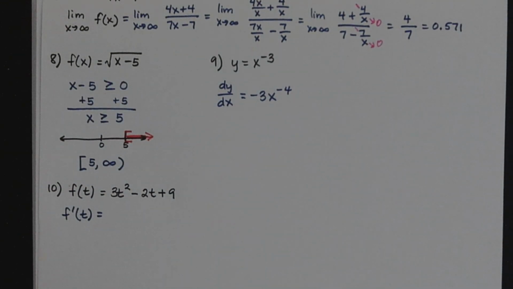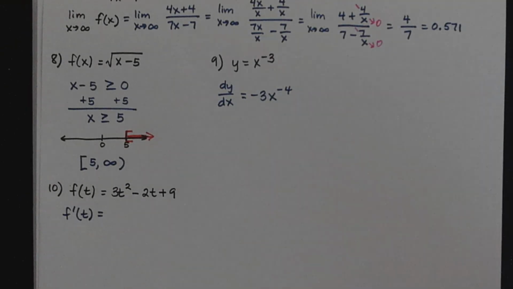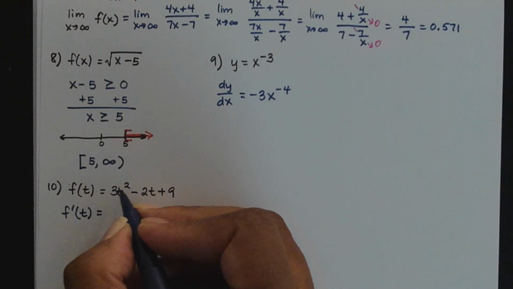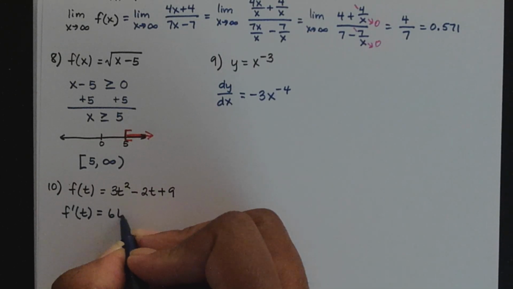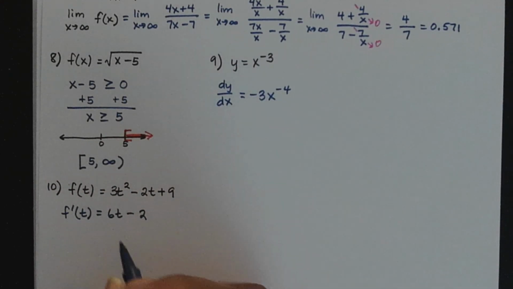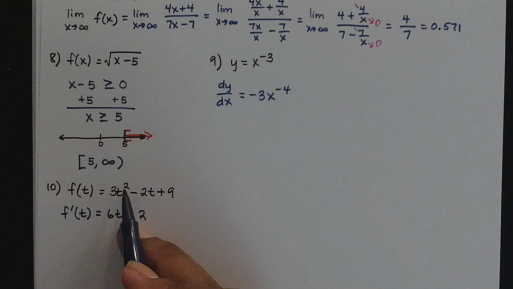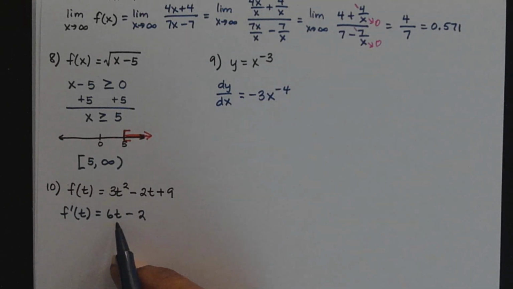So for f prime of t, we're looking for the first derivative here. So what would be f prime of t? 6t minus 2. Yep. Bring the 2 down, multiply by 3, you'll get the 6. Copy the t over to the 1 less power, so it'll be t to the first, or t.